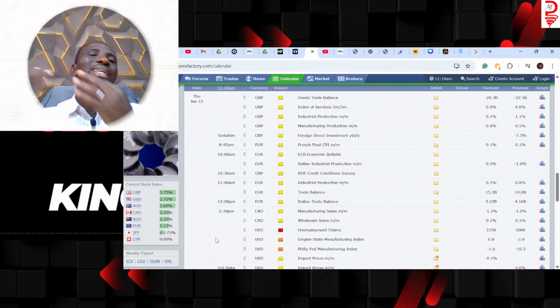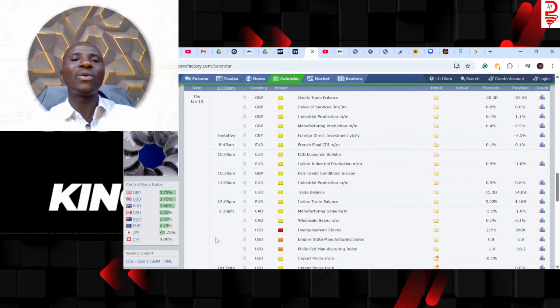Then, when we get to the technical part, that is where we initiate a trade, and we have a step-by-step guide for doing all of these things, so that we don't waste much of our time.